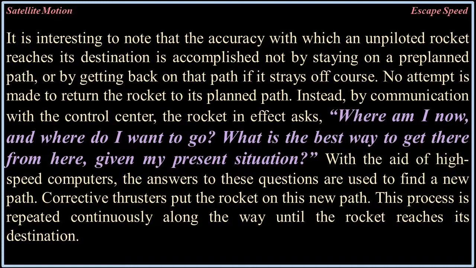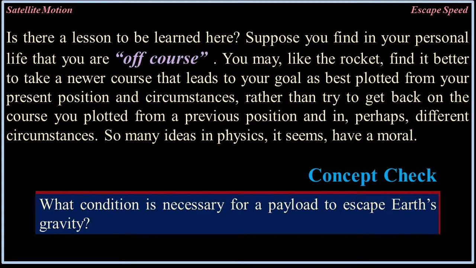What is the best way to get there from here, given my present situation? With the aid of high-speed computers, the answers to these questions are used to find a new path. Corrective thrusters put the rocket on this new path. This process is repeated continuously along the way until the rocket reaches its destination. Is there a lesson to be learned here?